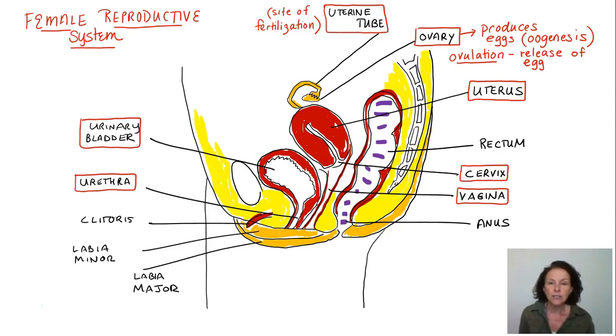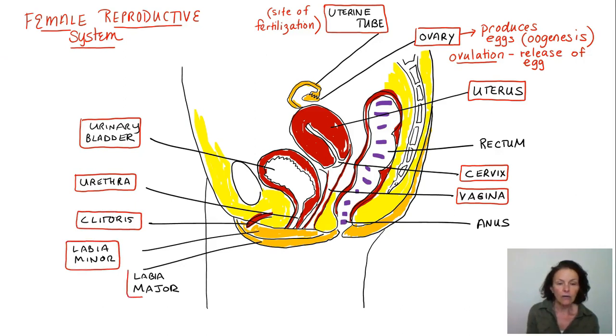And then just anterior to the opening of the urethra is the clitoris, an organ that functions in sexual arousal and orgasm. The clitoris, urethral opening, and vaginal opening are all protected by the labia major and labia minor. So the labia minor, labia means lips, and so the minor lips are smaller and more internal than the labia major, which are the outer lips. Collectively, the term for the external female genitalia is called the vulva.